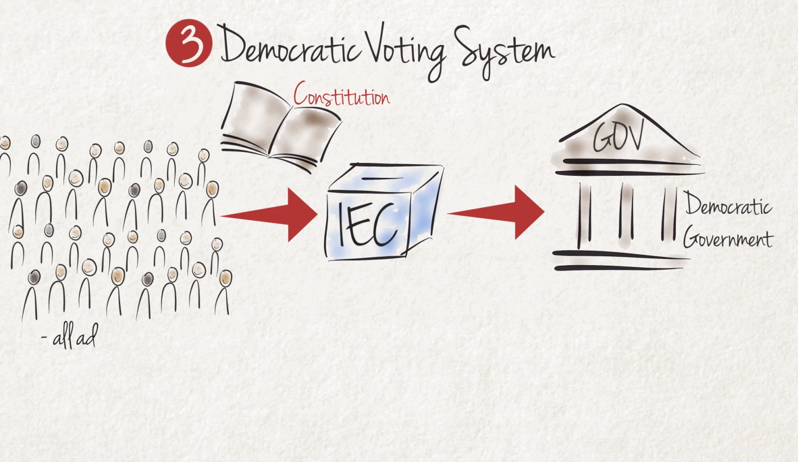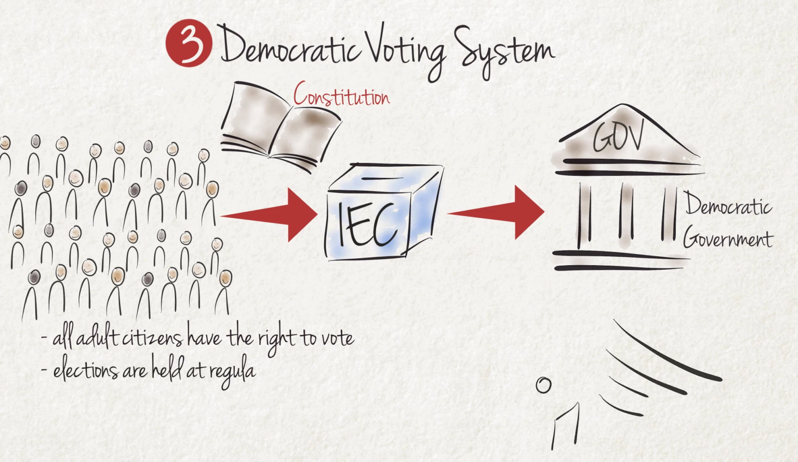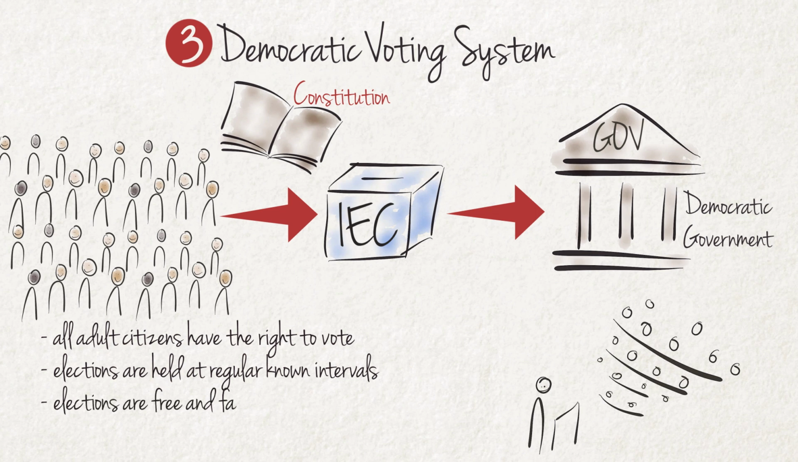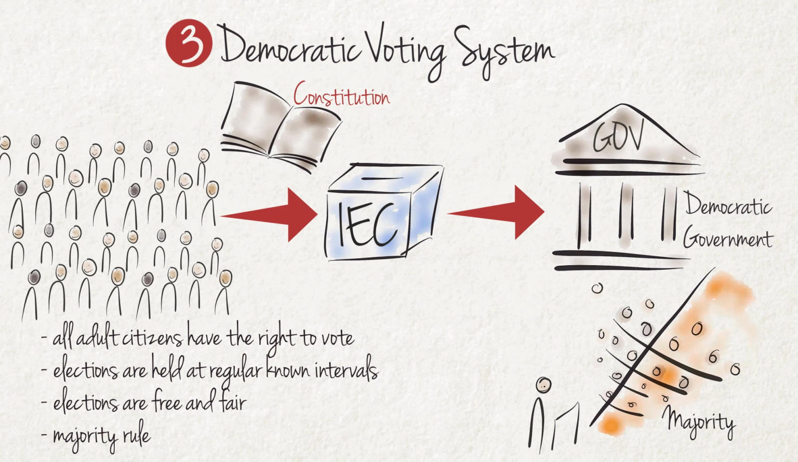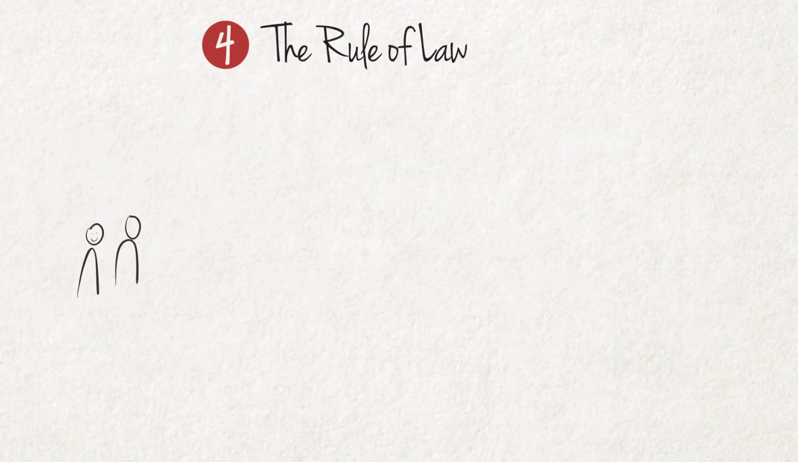1. There is universal suffrage, which means that all the adult citizens have an equal right to vote in a country's elections. 2. Elections are held at regular, known intervals. 3. Elections are free and fair. 4. And finally, we apply majority rule, which means that the political party or party coalition with the most votes gets to govern. Key feature number 4 is respect for the rule of law.